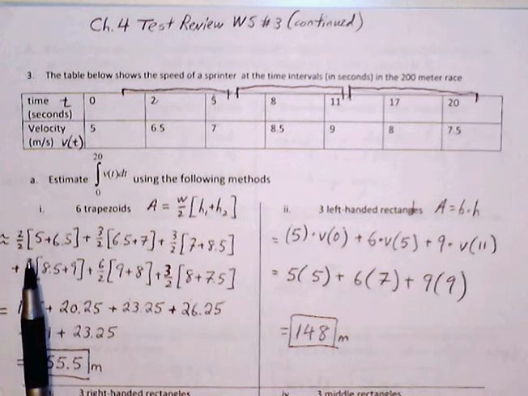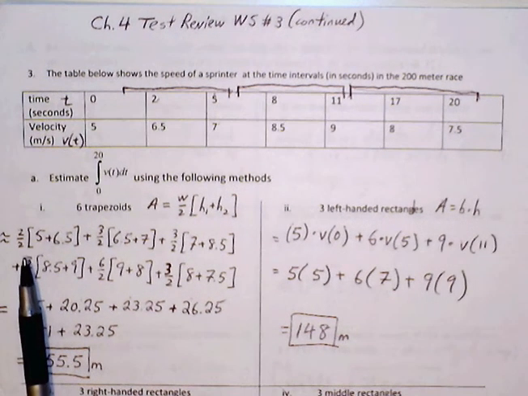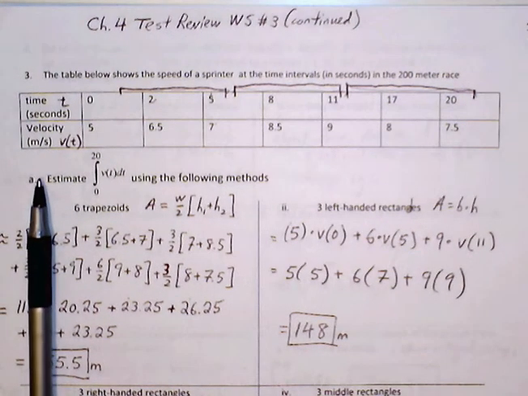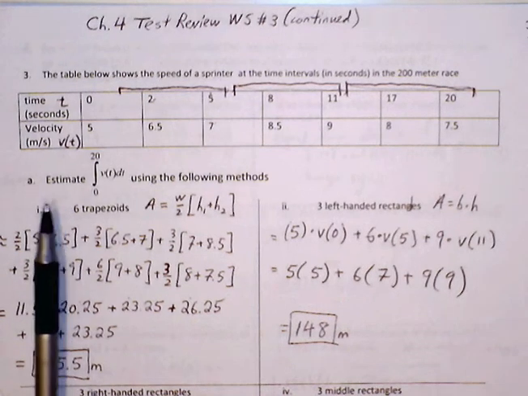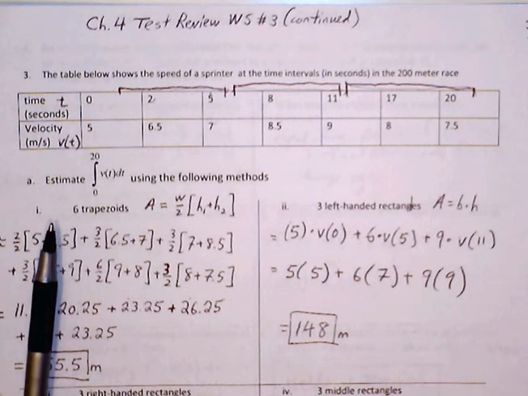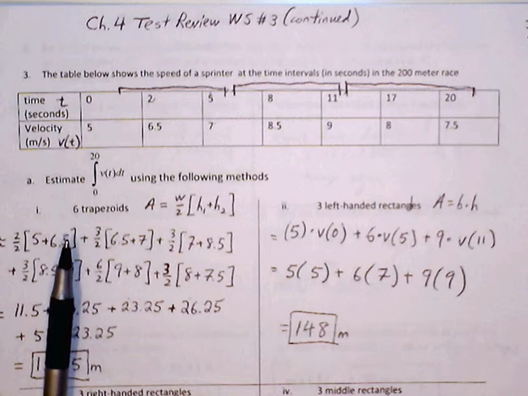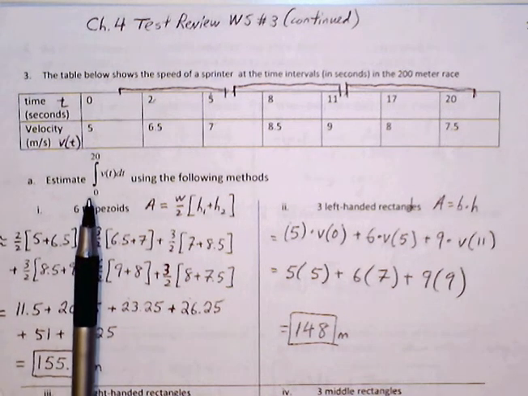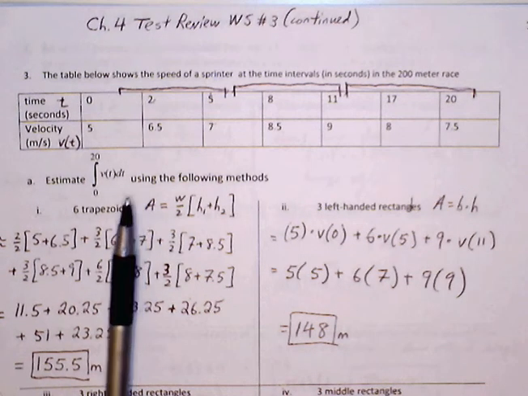Let's continue with Chapter 4, Test Review Worksheet number 3. This is number 3 here. The table below shows the speed of a sprinter at the time intervals in seconds in the 200-meter race. These are all going to be using Riemann sums or trapezoid approximation. So part A, estimate the definite integral of v of t from 0 to 20 using the following methods.